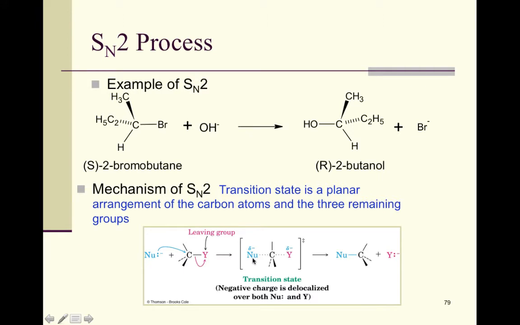We have attached at the exact same time our nucleophile that came in 180 degrees, attached to this carbon, and then the leaving group, Y, that's what this is talking about, this is our leaving group here, is attached at the same time. Because these two pieces are attached at the same time, those three that were not involved in the reaction end up becoming planar. Then what happens is the Y group leaves and an inversion happens. During the transition state, the negative charge is delocalized over both the nucleophile and the leaving group.